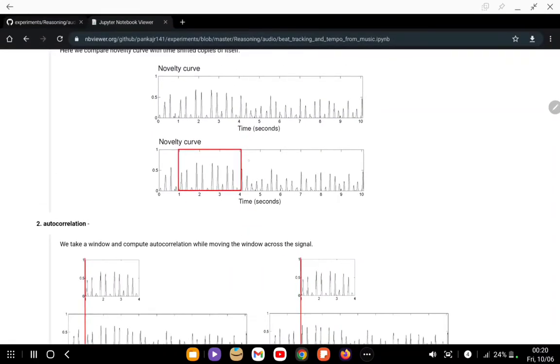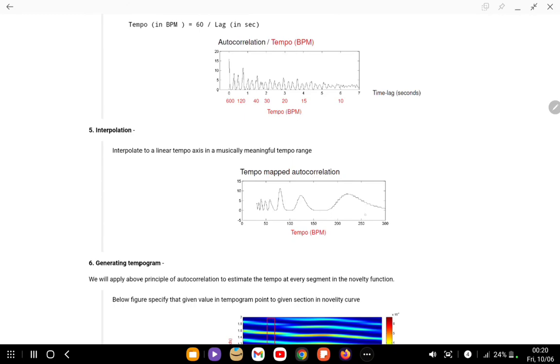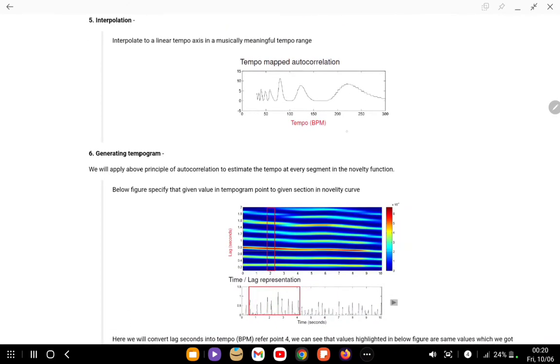for multiple clips. We are going to take this clip, and similarly other clips, and we will have a large number of these correlation plots. Then what we can do is use these plots and stack them here.